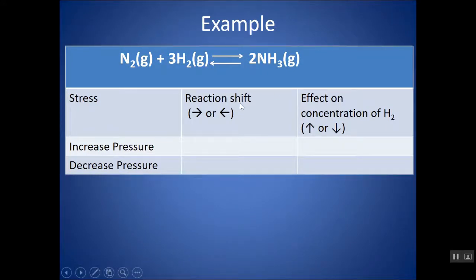So here's the same reaction we've been looking at. There are 1 plus 3, so 4 moles of gases on the left, and there are 2 moles of gases on the right. So if I were to increase pressure, the reaction's going to shift to the right. I'd have less volume available, so it would shift to the side with fewer moles. If I shift to the right, I'm shifting away from H2, so it goes down. If I were to decrease the pressure, that would mean I can shift to the side with more moles and shift to the left, and I'm pointing to H2, so it would go up.